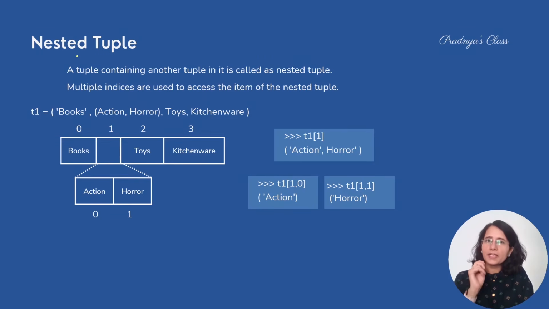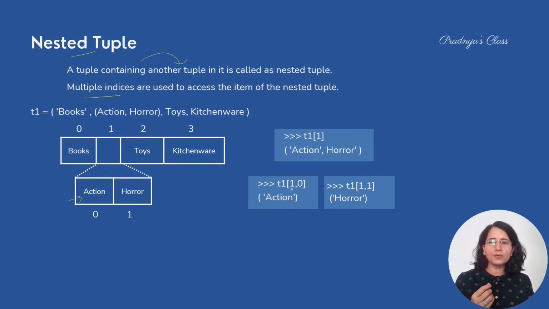The next topic is nested tuple. We are familiar with this topic. We have studied it in case of list. The same concept we are going to apply here also. A nested tuple means inside one tuple we will have another tuple, and to access the individual elements of the nested tuple we know we have to use multiple indices. You know how to access the elements of the nested list. Same thing we can apply here. If I want to access the elements of the nested tuple, we have to use multiple indices.